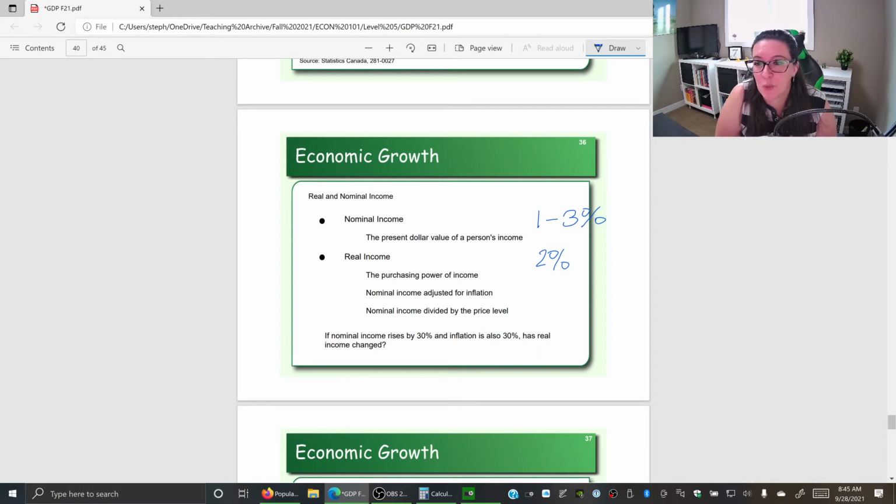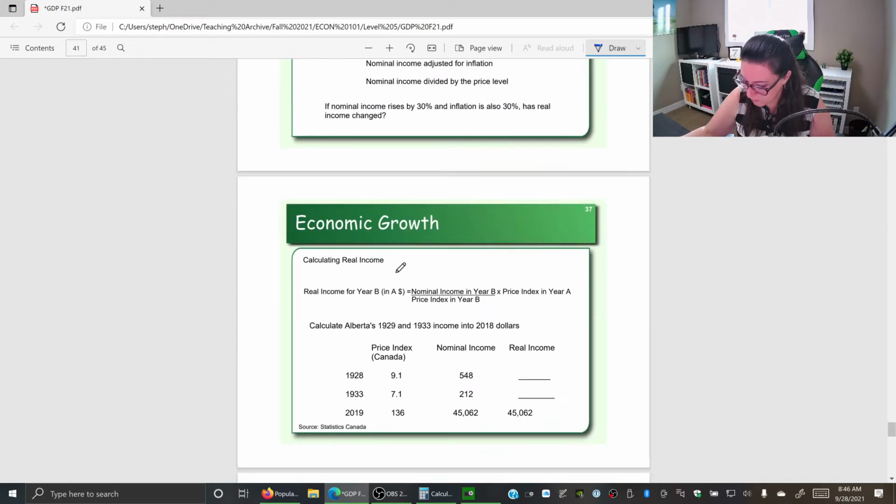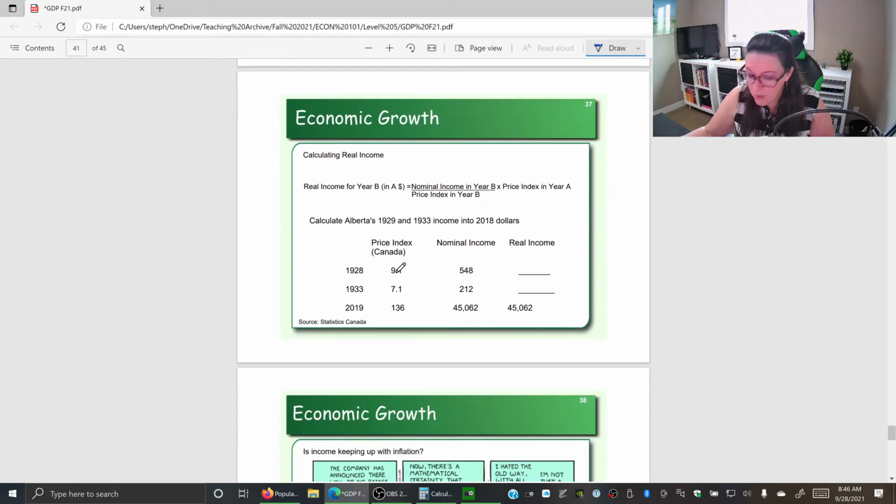Well, if inflation's going to be 2%, then you probably want your nominal income to do what? Go up by more than 2%. So if you're negotiating a wage increase, you probably want it to go up more than 2% so that your real income, your purchasing power, what you can get with your money, goes further. So we'll look in a moment in terms of how we've been doing in Canada in terms of our income keeping up with inflation. But let's look first at how we can find that real income.